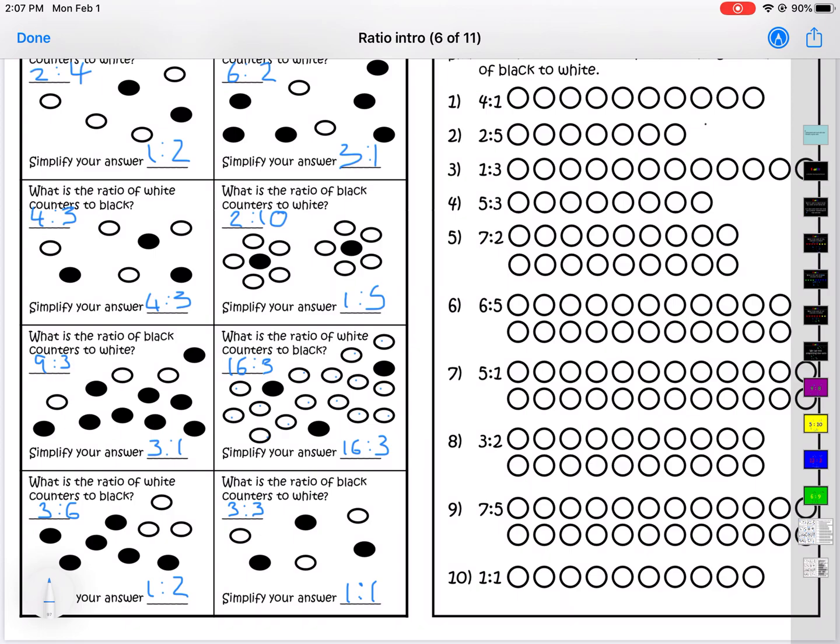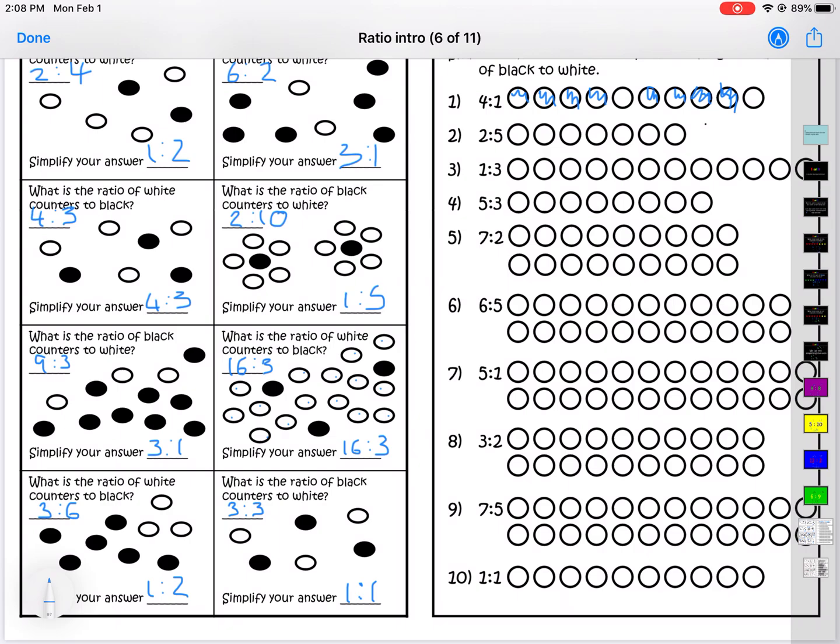Now the section over the right hand side here is slightly different. What we're going to do here is represent these ratios with the dots. Now there's of course more dots there than there are ratios, so 4 to 1, we're going to have to expand that up the way. So what I would do is fill in the dots 1, 2, 3, 4 black ones, leave a space for a white, 1, 2, 3, 4. So that's 4 to 1 for that ratio.